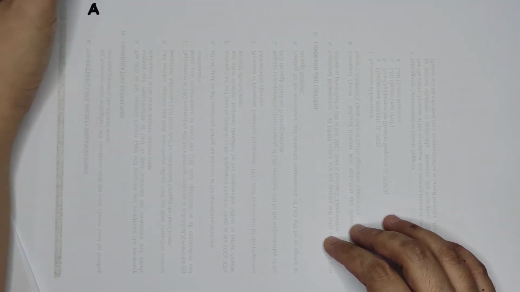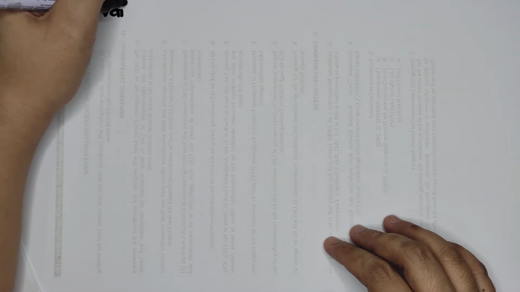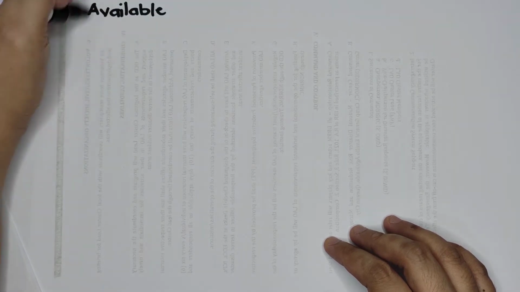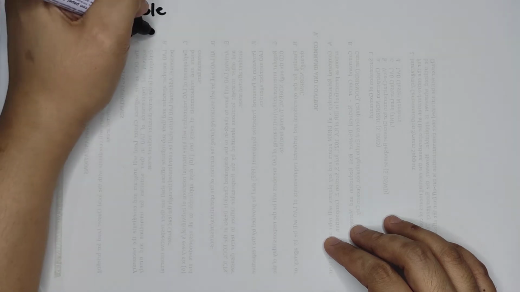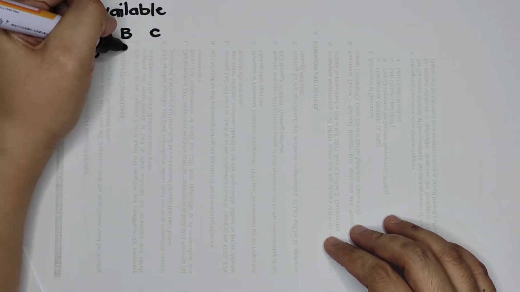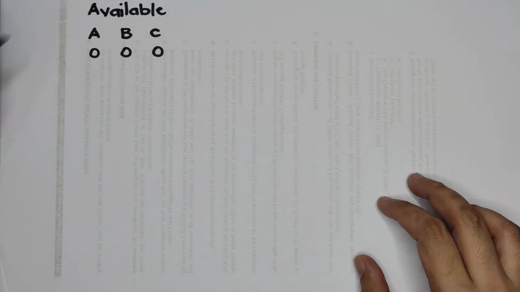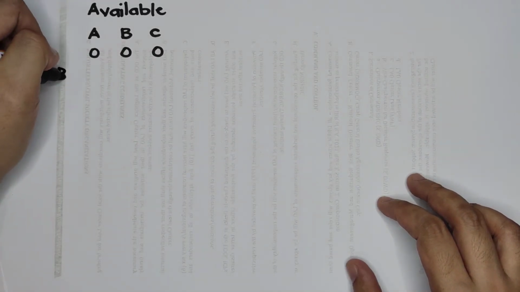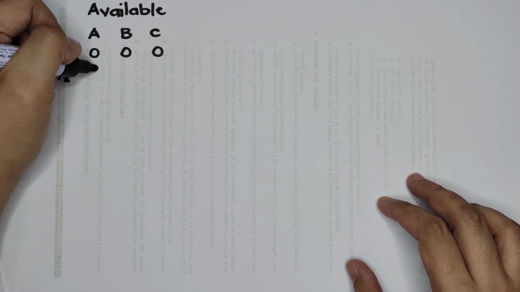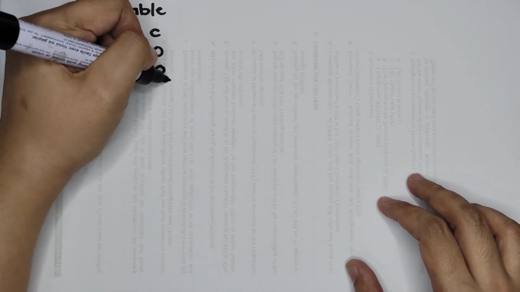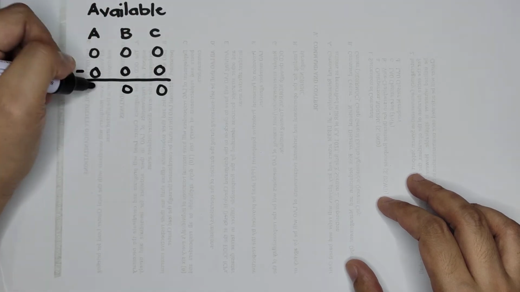Okay, so let's start again with our available. So available, we have A, B, and C, and then 0, 0, 0. Again, instead of P sub 0, let's go with P sub 2. Okay, so we have P sub 2. So minus the request. Okay, so we have 0, 0, 0.